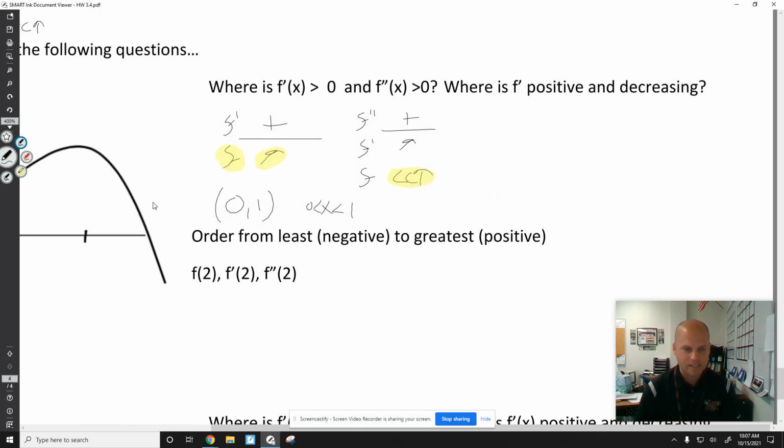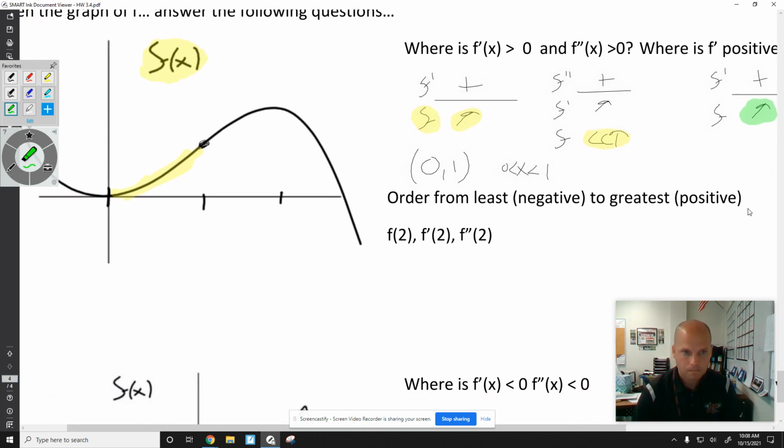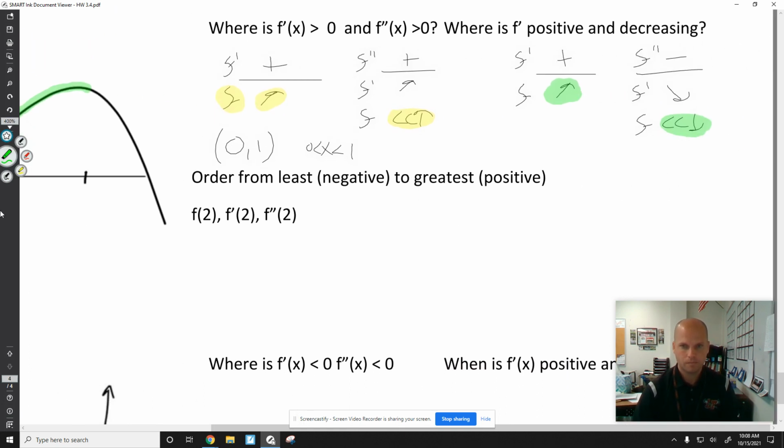Where is F prime positive and decreasing? Again, F prime positive means F going up. F prime decreasing means F concave down. Does it mean that F double prime is negative? Sure. But since I have the graph of F, all I need is to look at when F is going up but is concave down. Going up, concave down. Right there, 1 to 2.